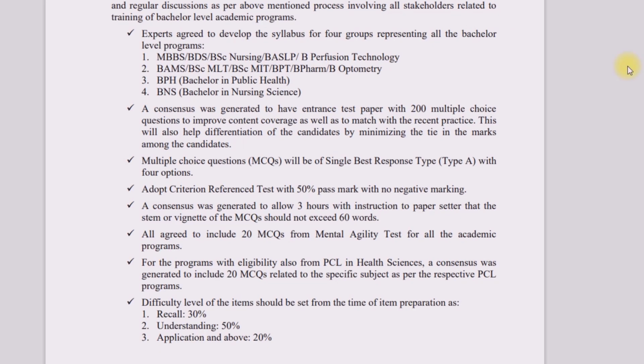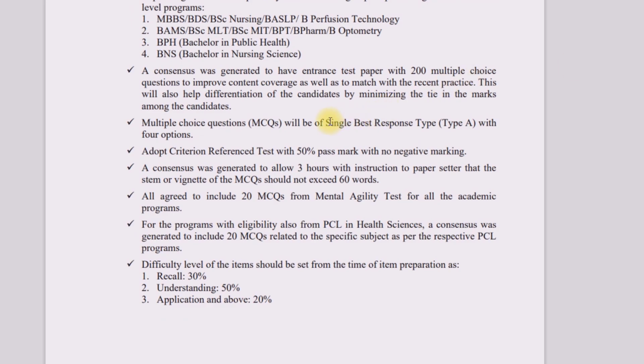So you know this, that there are 200 multiple choice questions, the MCQs. Those are the objective pattern questions with single best response type. We know this already. And there's no negative marking, and the exam is 3 hours, and there are 20 MCQs for the mental agility test.